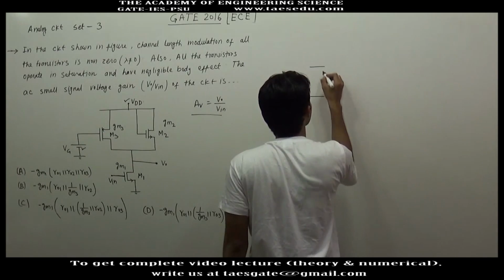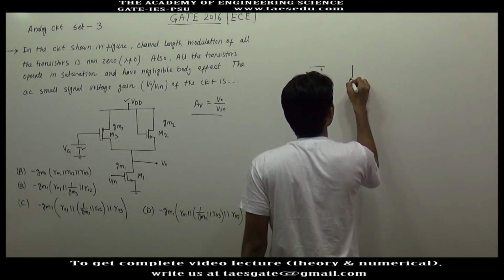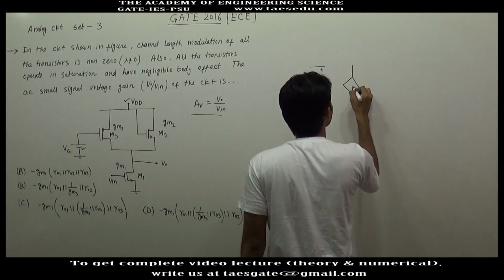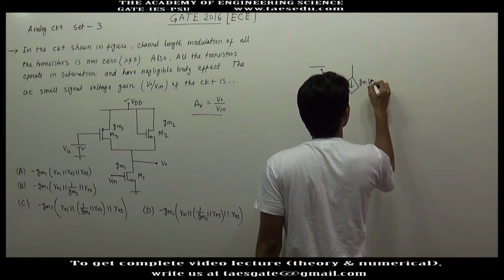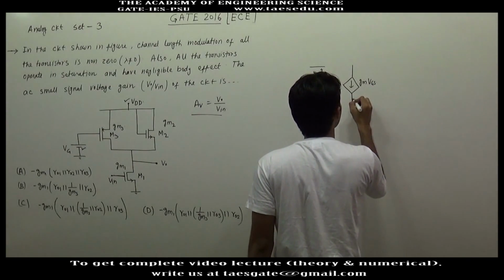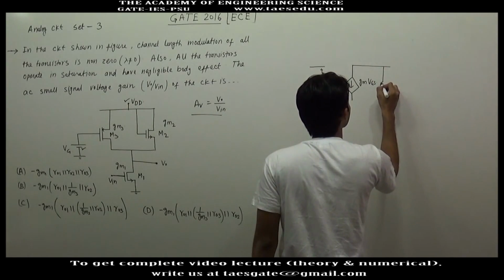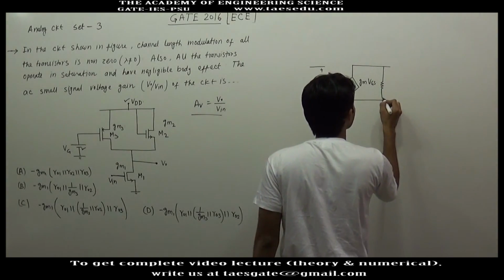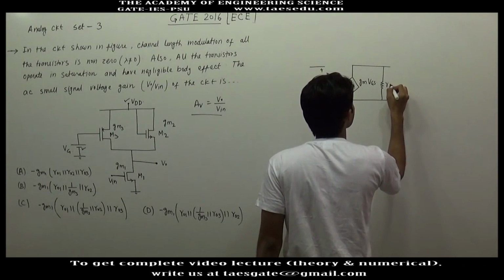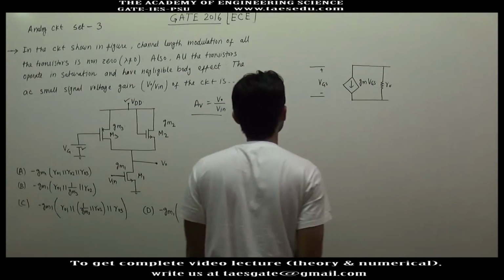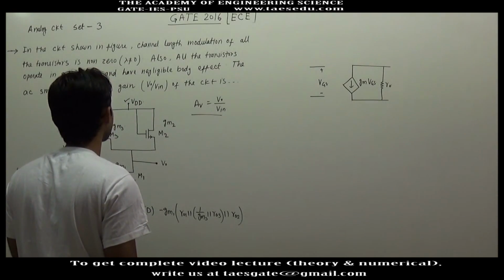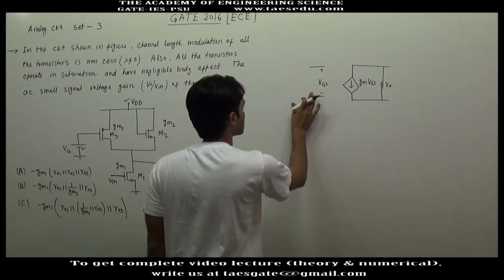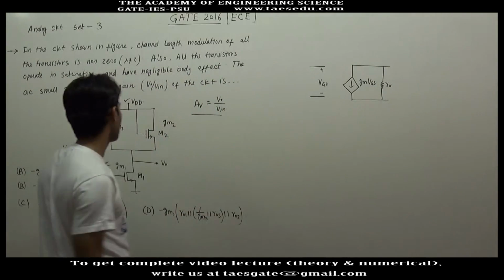This will be short circuited, this will be short circuited, and the MOSFET is modeled as follows. This is VGS, and here we have a voltage dependent current source, transconductance into VGS, and the output impedance is connected in parallel with the dependent current source. This is R0. So let us consider this is the AC model of the first transistor.